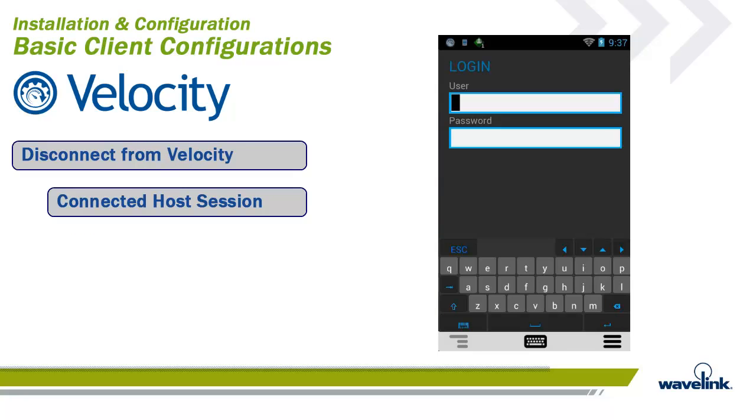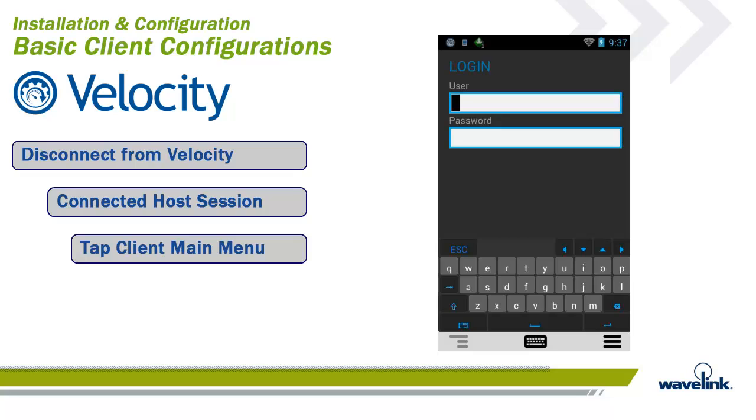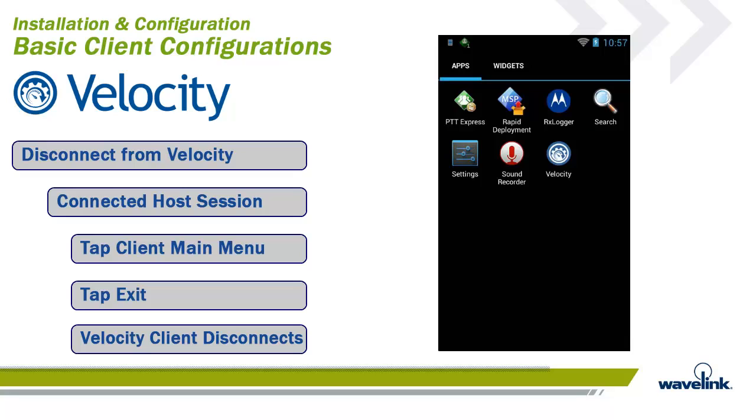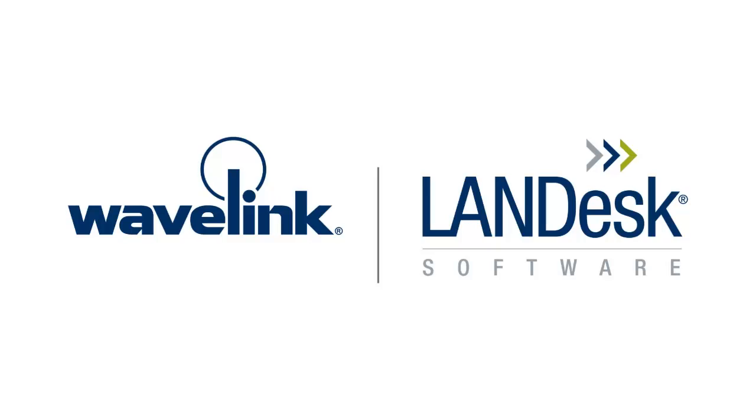The user is ready to close the Velocity client. The task is accomplished using the Velocity client main menu. From any connected host session, click on the Client Main Menu button on the lower right side of the screen. No matter how many sessions you have open, it is possible to close the Velocity client. Tap Exit. The Velocity client will be stopped and you will return to the home screen of the smart device.